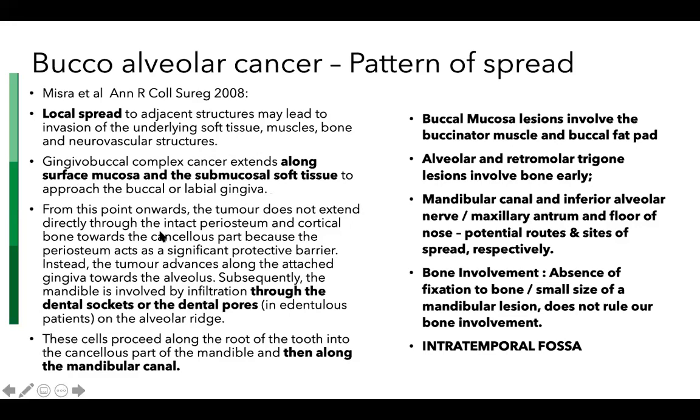Besides that, what is important to note is that the periosteum forms a barrier, and so these tumors do not go directly into the cancellous bone, but in fact go through the dental sockets and the dental pores, and I'll come to that slightly later. And once they have involved the mandible, then they can travel along the mandibular canal.